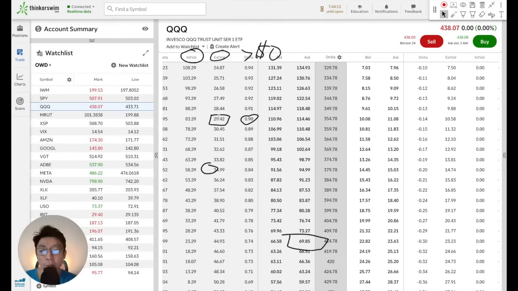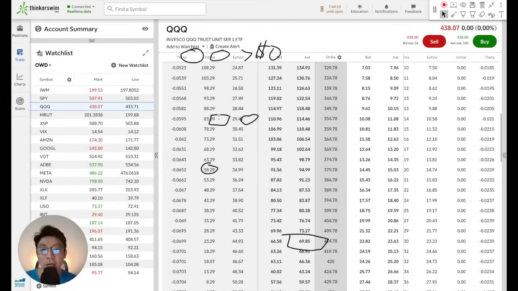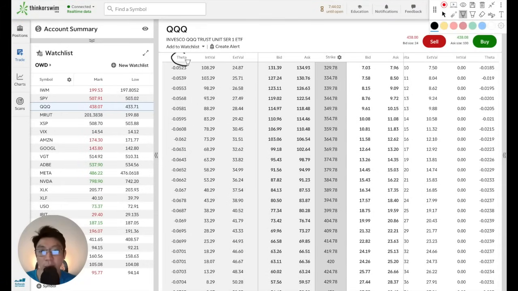So how do you know how much decay is it actually having? This is where the theta column comes in, right? So let me just delete all these drawings first. So you can see over here, this is where the theta column is, and this tells you roughly what the theta decay is every day, right?